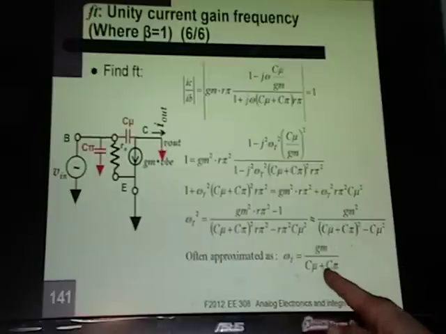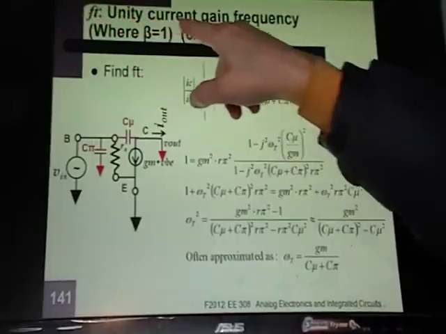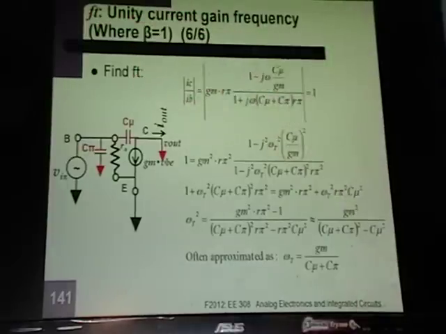That is your frequency, your FT frequency, which is your unit current gain frequency, where beta equals 1, FT.